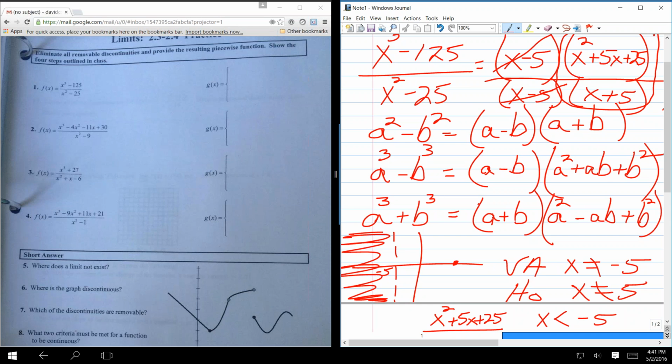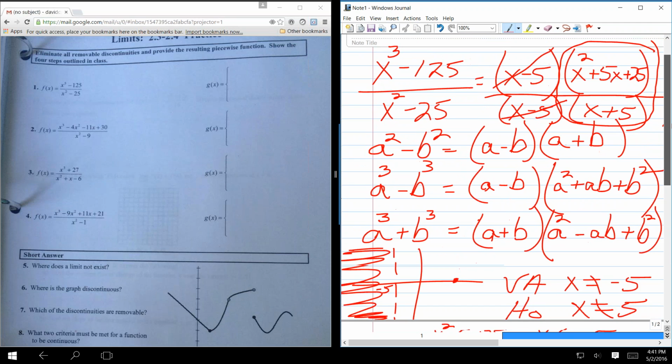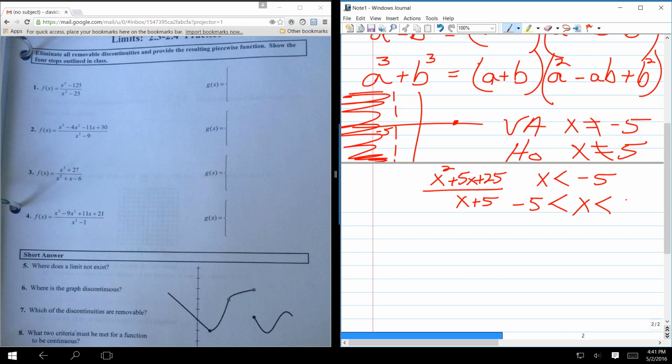There's no restrictions in that entire range. X can be anything up to minus 5. At minus 5, it doesn't really exist. There's a hole there. It's not defined for x at minus 5. Hold on a second, my hole is at 5. So now we have the region where x is greater than minus 5 and less than 5.